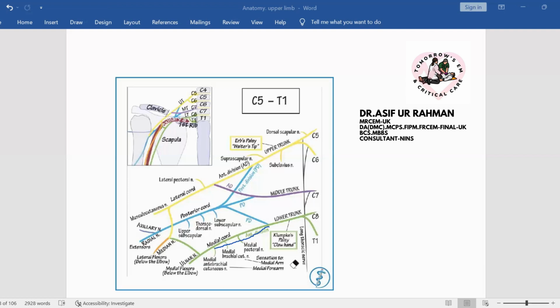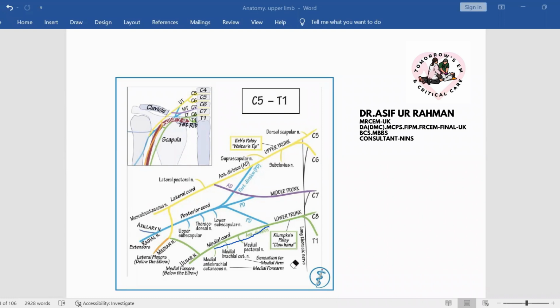What is another name of the long thoracic nerve? The long scapular nerve? The long scapular nerve is the thoracodorsal nerve. Don't mix it up with the long thoracic. Clear? The thoracodorsal nerve supplies the latissimus dorsi, not the serratus anterior.